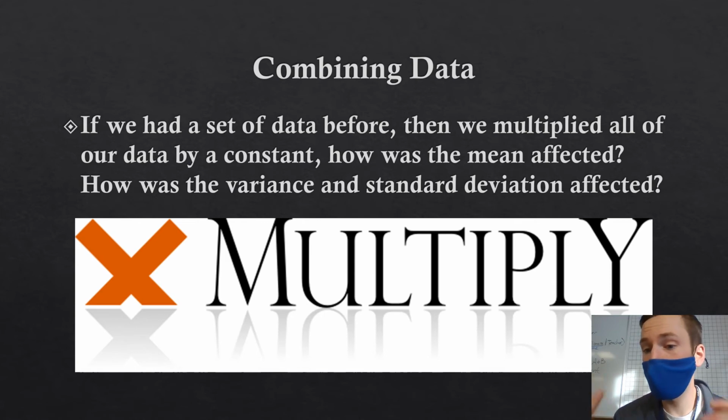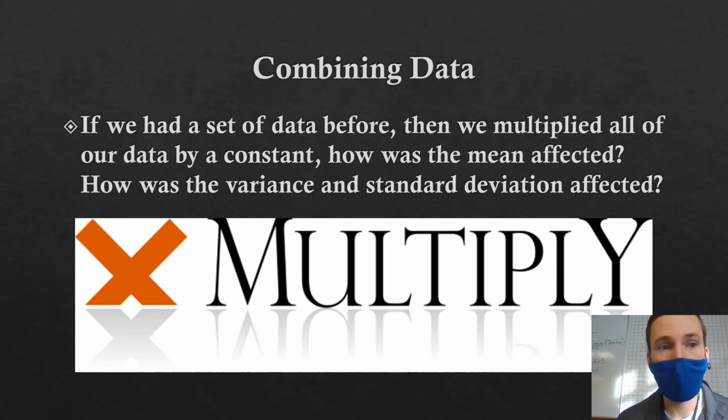Now, on the other hand, we had the idea of scaling our data. So if we multiplied all of our data by a constant, that had a more significant impact on both the mean or the center and the spread of our data. So when you multiply all of your data values by the same constant value, that's going to affect both the mean and the standard deviation. For random variables, it is slightly different how that's affected.